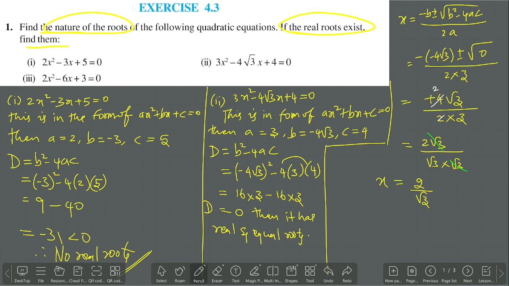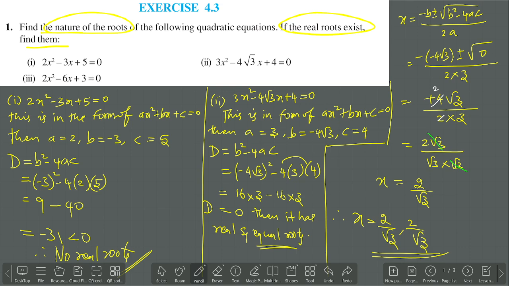Quadratic. Quadratic in the sense, how many answers should we get? Two answers. But I'm getting only one answer, no? Why? Because, very good, because it is what? Equal. Very good. So therefore, x equal to 2 by root 3, comma, write one more time because it is equal. Same answer, you write one more time because it is equal.